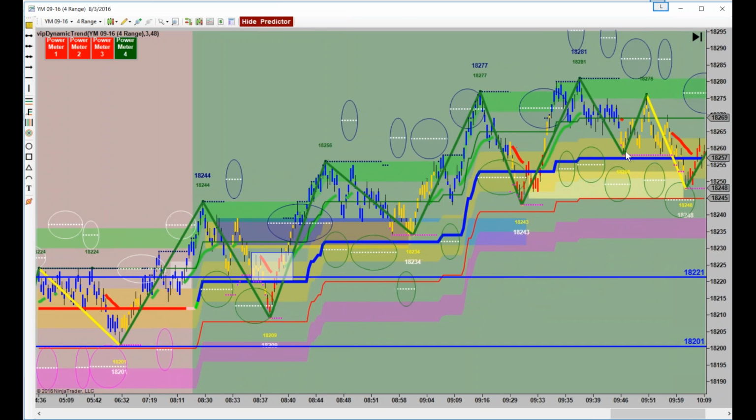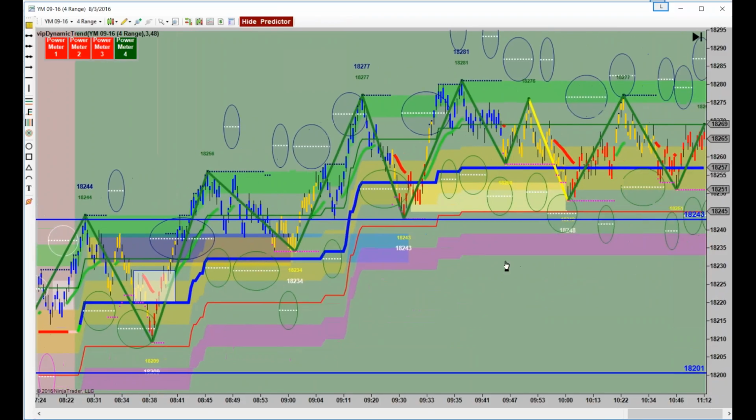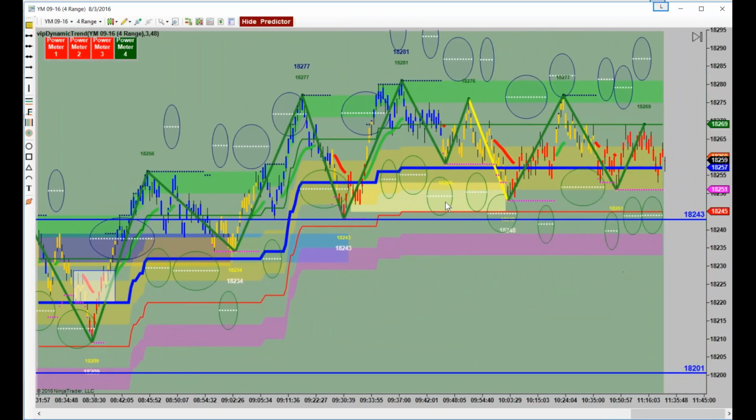See there? It starts breaking. Where's our swing right here even? It's right there. Did they take it out yet? Nope. So you're still looking for longs.